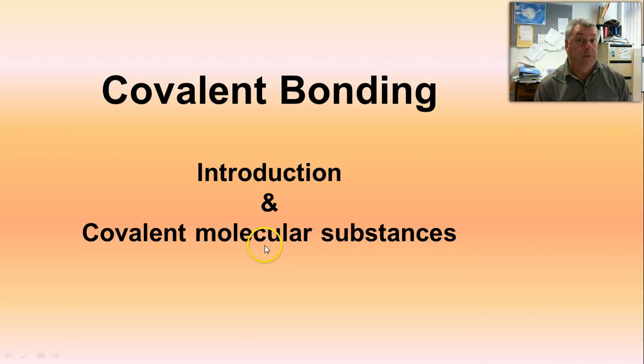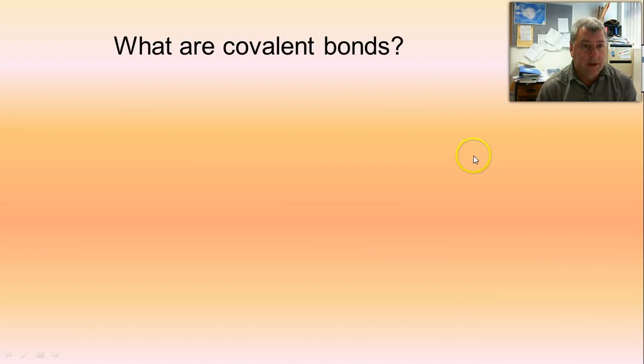This time we're going to have a whole lot of videos on covalent bonding, which is our third type of bonding. Remembering we've done ionic bonding and metallic bonding, so now we're going to do covalent bonding. This video is an introduction, and then we're going to look at the first type of covalent substances, covalent molecular substances. So let's go! What are covalent bonds first?